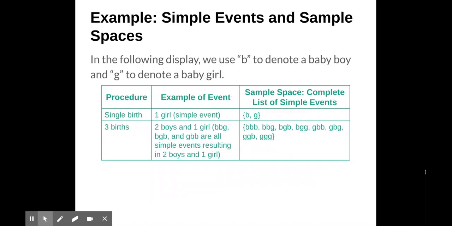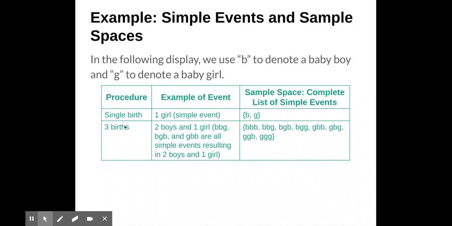So here's an example of something where we talk about giving birth. There's a single birth where we assume binary gender identity here, at birth at least. And so we use a little b to denote baby boys, a little g to denote baby girls. So we can see on this table, the left side, we've got the procedure, a single birth, an event, also a simple event, is having one girl, and our sample space is simply boy or girl.